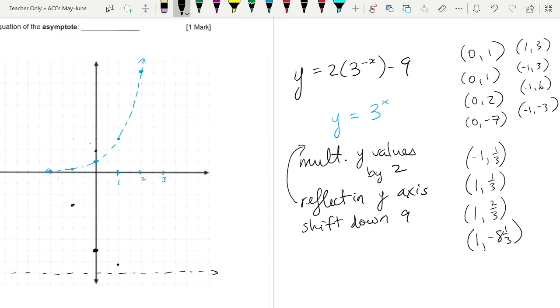Looks pretty good from here. So it's going to look something like this. There we go. Something like that.